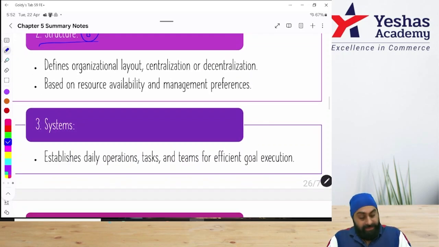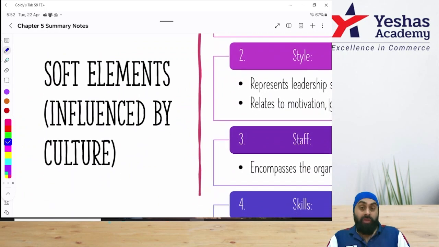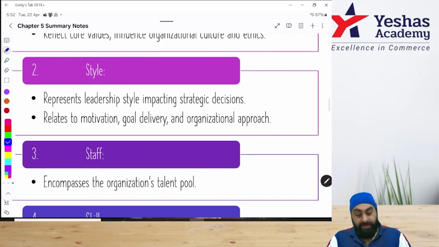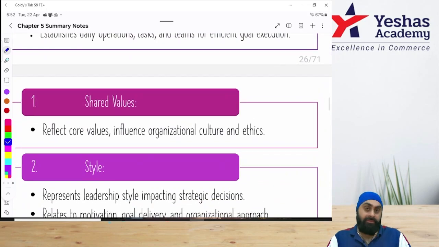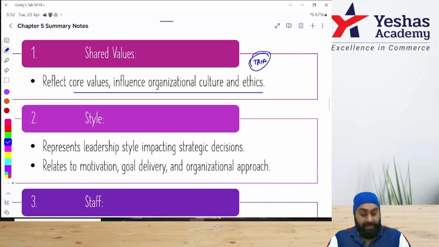System. How you are going to implement? Is that important? Yes, extremely important. So this implementation is also going to be important. Next, soft elements, influenced by culture and not directly controlled by management. The first one is shared value. See, value comes because of your organizational culture. Let's say Tata. When we talk about Tata, it's a culture that they have in the organization, which makes them very different from others. Style.